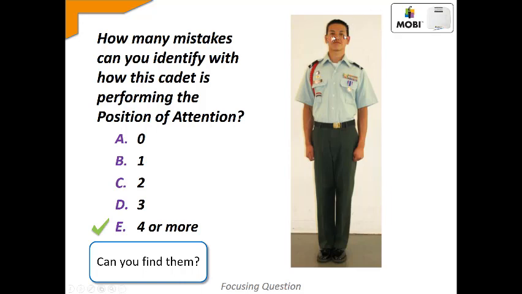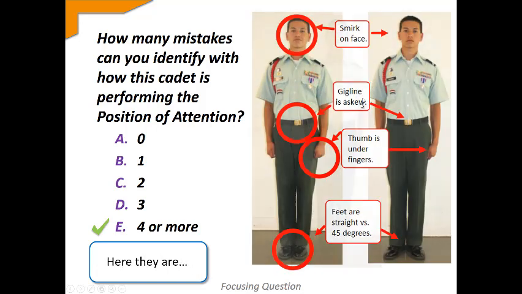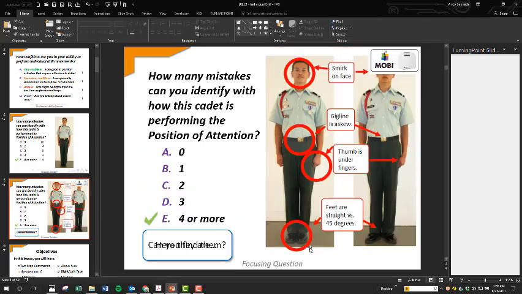Once they have talked through that and you've given them the opportunity to highlight the problems with this, we click one more time and it actually demonstrates the smirk on the face, the gig line, thumb, and the feet are not at a 45-degree angle. So little questions like that throughout the PowerPoint will engage the cadets a little bit more.